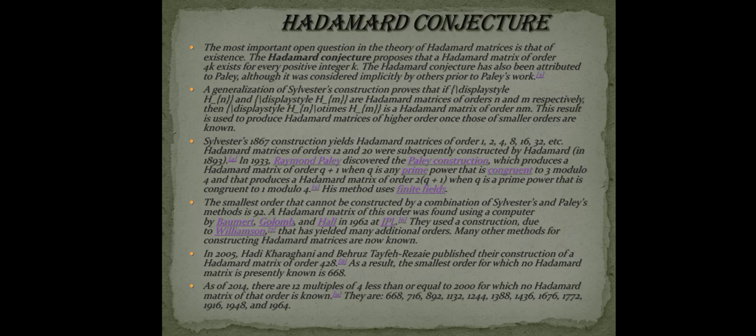As of 2014, there are 12 multiples of 4 less than or equal to 2000 for which no Hadamard matrix of that order is known. They are 668, 716, 892, 1132, 1244, 1388, 1436, 1676, 1772, 1916, 1948, and 1964.